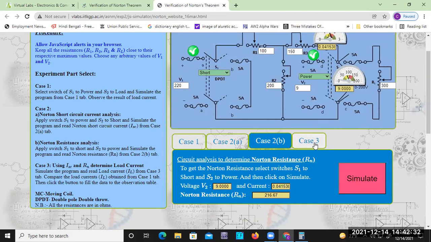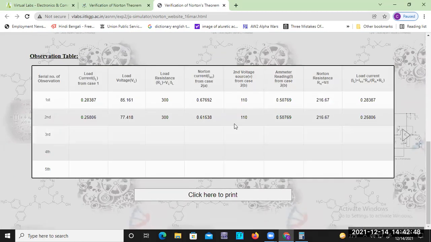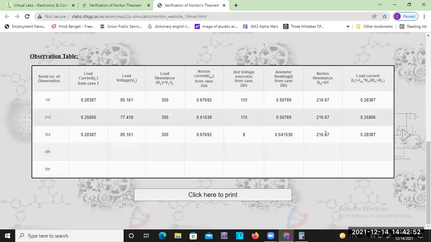So then we go for the third case. We got this. Yes, resistance Rn is 216.67 and ISC is 0.67, and the load resistance is the same. So if I simulate, we get 28387. Just remember, yes, just fill in this data.